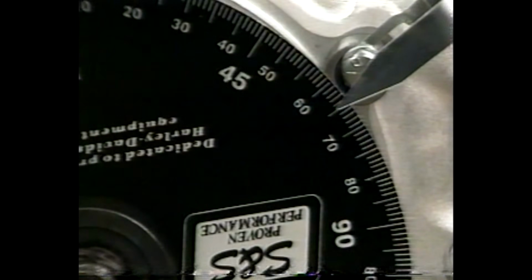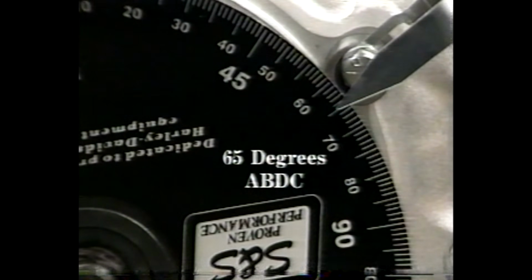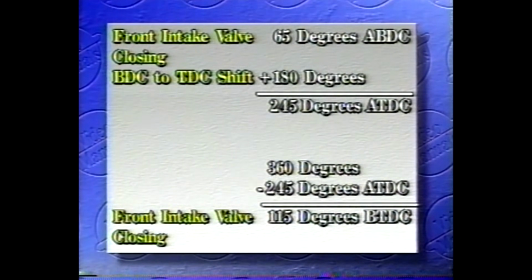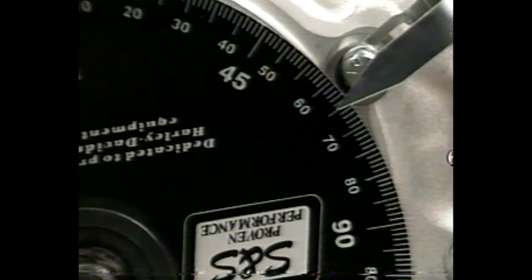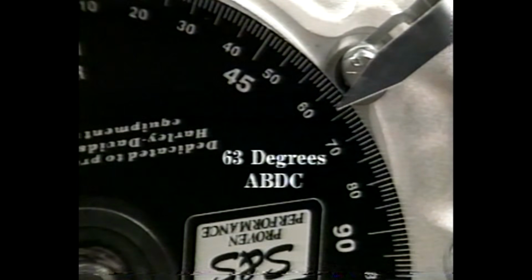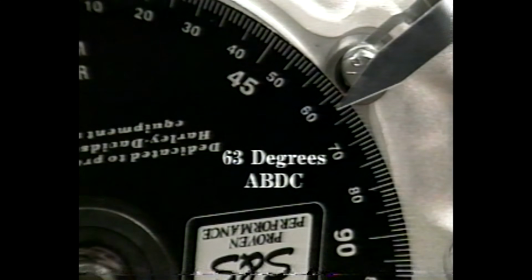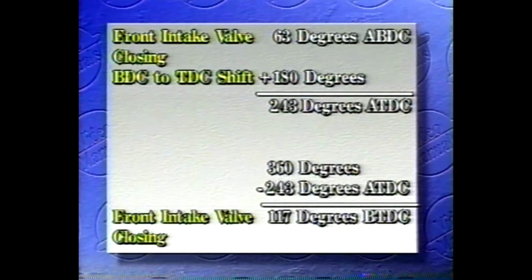center. Just for the purposes of demonstration, let's assume that we found that our front intake valve closed at 65 degrees after bottom dead center, which is the same as 115 degrees before top dead center. In order to match the Crane cam timing specification for the front intake valve, we must move the closing back to 63 degrees after bottom dead center. From our previous calculation, we know that this point is also 117 degrees before top dead center, which means that we must retard our cam's timing by 2 degrees.